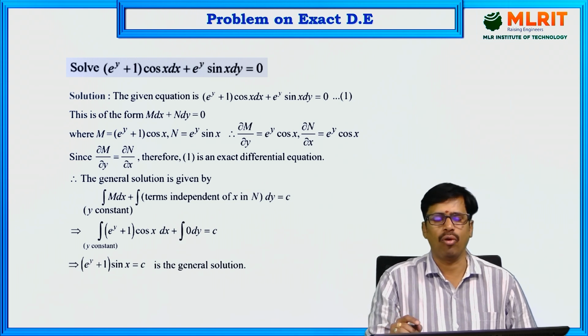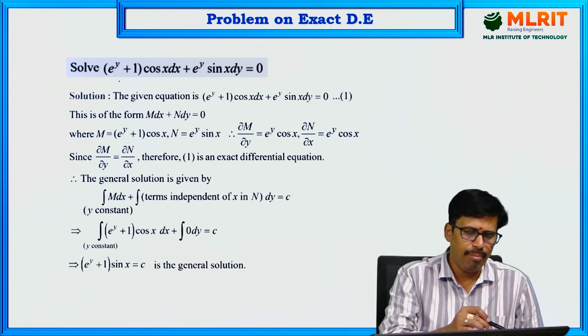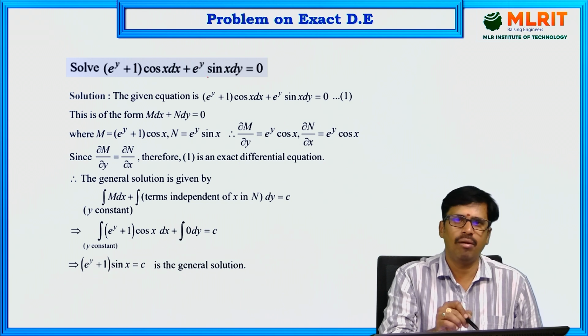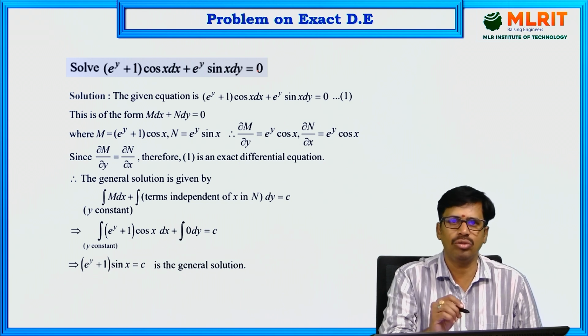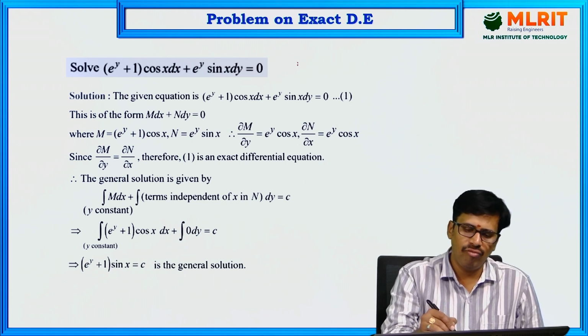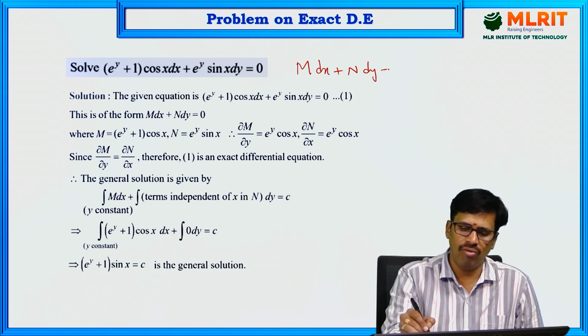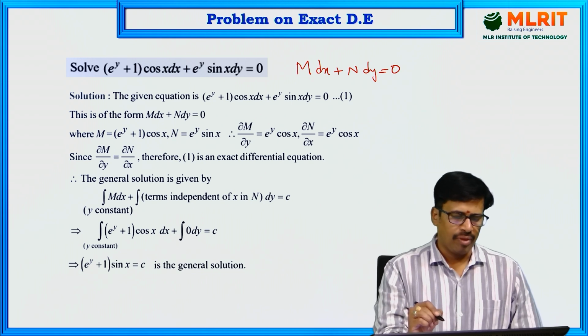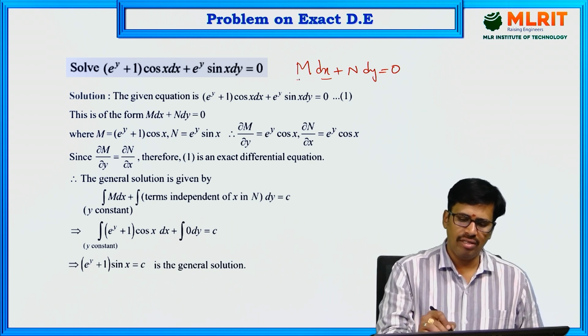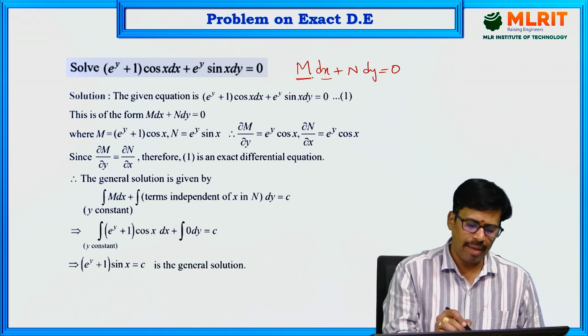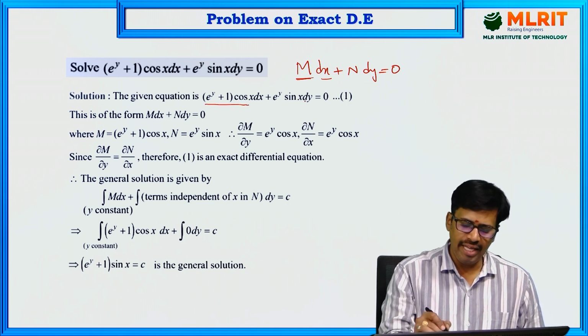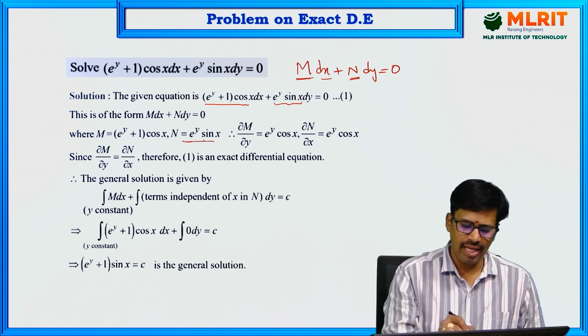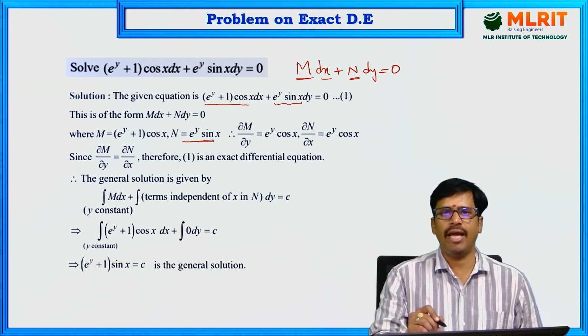Now let us see one problem. Solve this equation: e power y plus 1 into cos x dx plus e power y into sin x dy equal to 0. Now let us compare this with the equation M dx plus N dy equal to 0. The dx coefficient, consider it as M. Here M is e power y plus 1 into cos x, and the dy coefficient you take as N. So N is e power y sin x. Now we have written M and N.